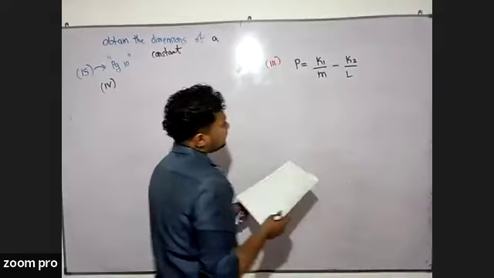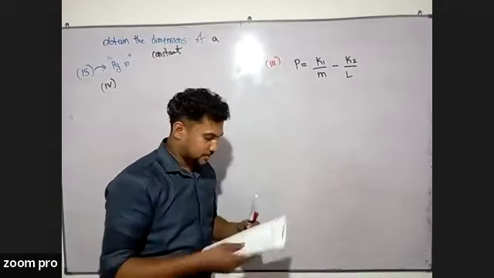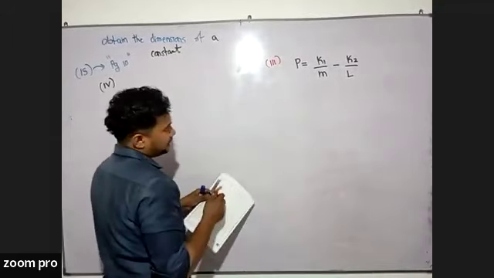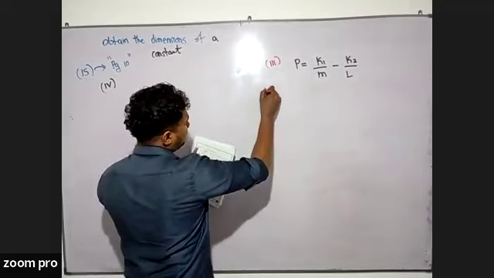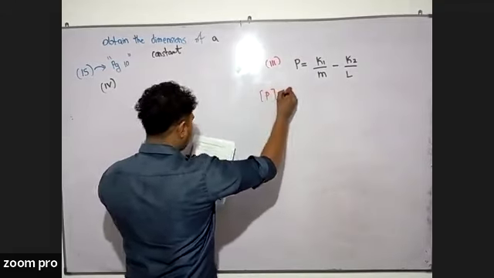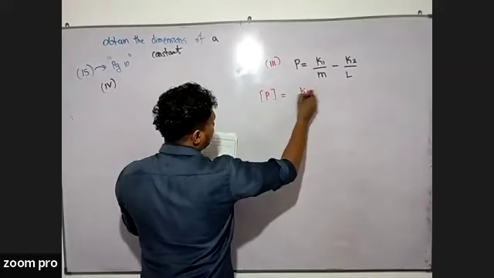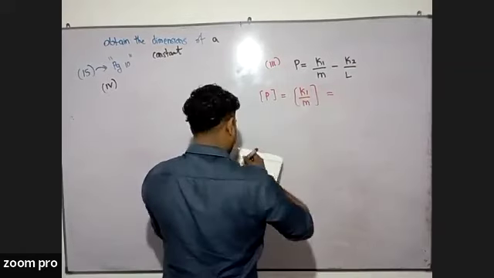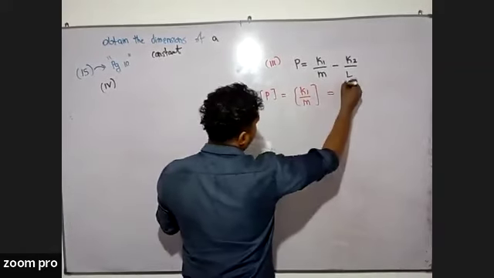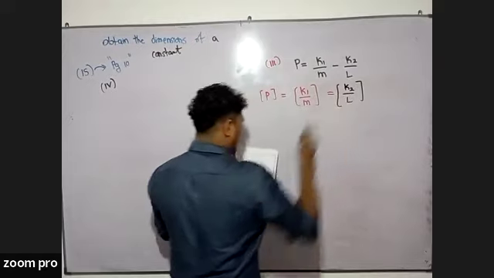Okay. Right. So in this equation, you can identify that there are three terms, isn't it? So if it is an accurate equation, then the dimensions of P, that means the dimensions of pressure, should be equal to the dimensions of K1 over M, and it should also be equal to the dimensions of K2 over L. Right.